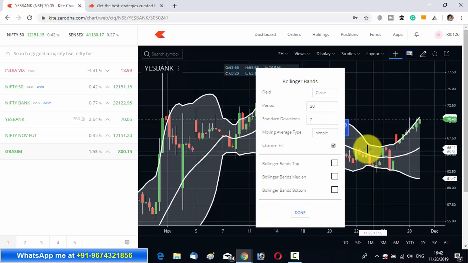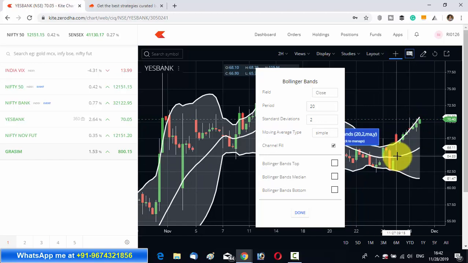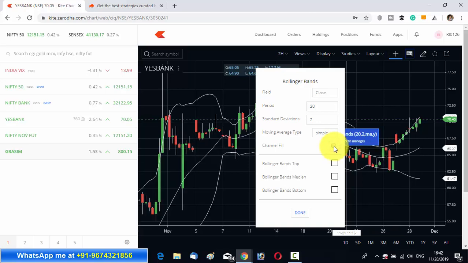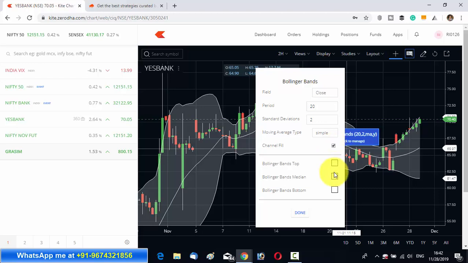So these bands will actually cover the price. So you can use the channel fill option. If you do not use the channel fill option, in that case the bands will not be filled.